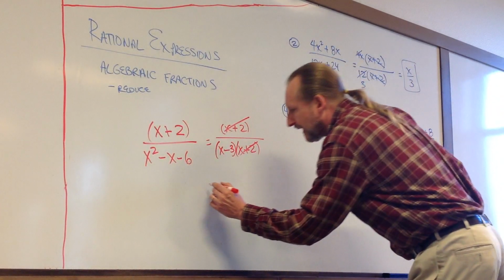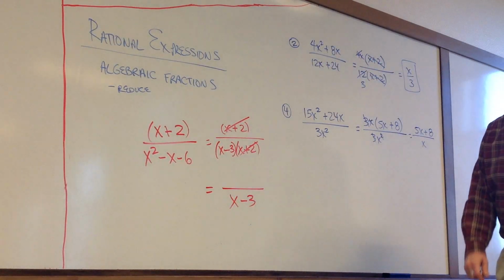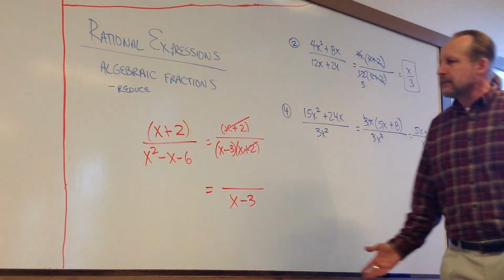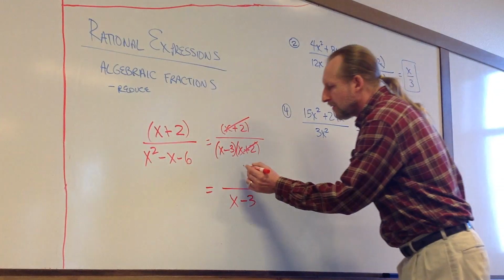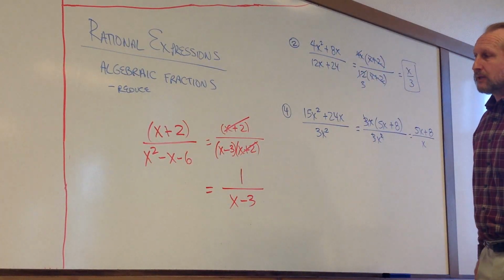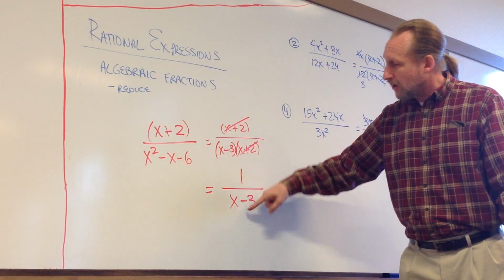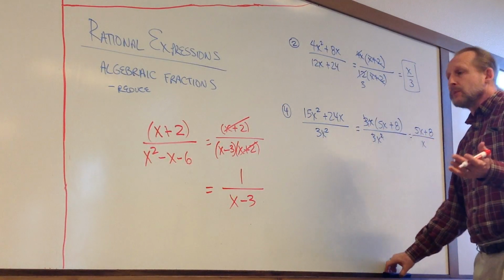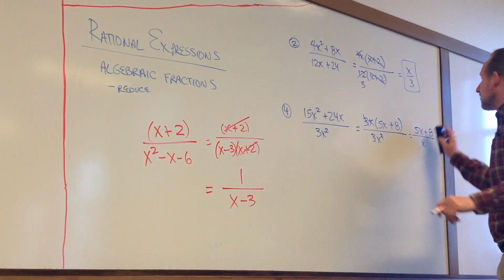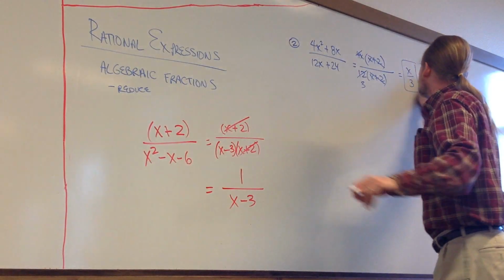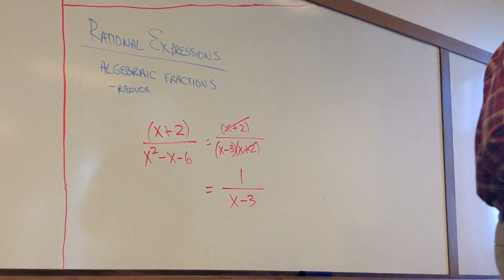Now we're left with an x minus 3 on the bottom, but the question is, what's left on the top? Well, remember that if you cancel a fraction and you have nothing left on the top, you actually have a 1. Okay? So this one in lowest terms would be 1 over x minus 3. And that's really important because 1 over x minus 3 is very different from x minus 3 itself. Okay, let's look at a couple more examples here.